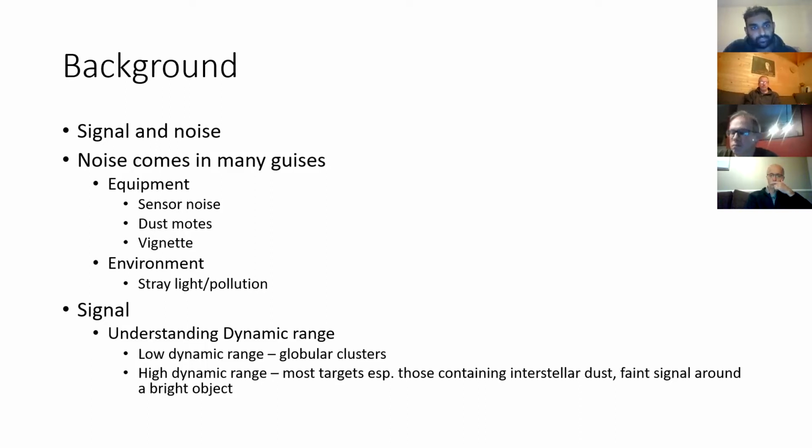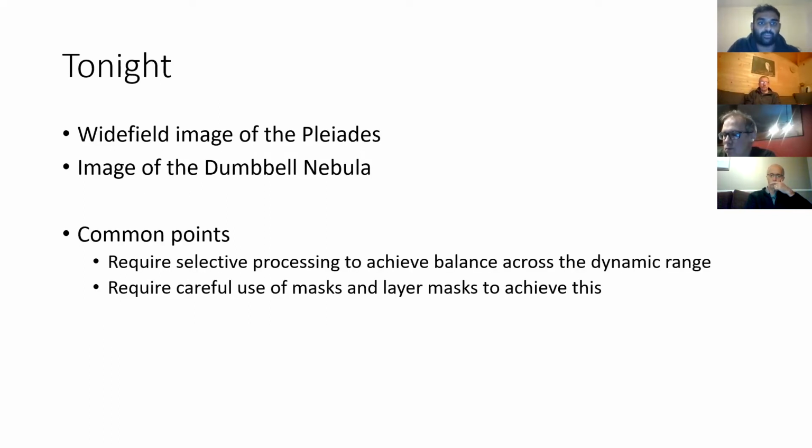I've found, as I've done more and more processing in the year and a half since I started, that using a processing workflow which selectively extracts various components of the image according to dynamic range is one of the more effective ways of processing these objects. Tonight I was actually going to do 2 images. I think we're probably only going to get to the Pleiades one, but as Martin's alluded to, processing the Pleiades wide field image is going to be more useful than the dumbbell, and most of the principles are applicable to both.